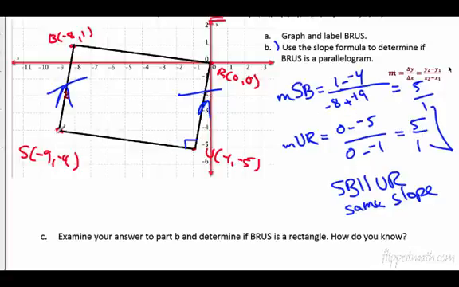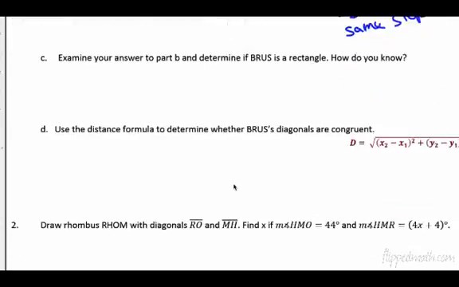Okay, now look at this line segment. Remember, you need a negative reciprocal, so it needs to be negative 1 over 5. If that's what you get, then that's a right angle. If you don't get negative 1 over 5 for the other ones, it's not a right angle, therefore it's not a rectangle. That's how you know that.